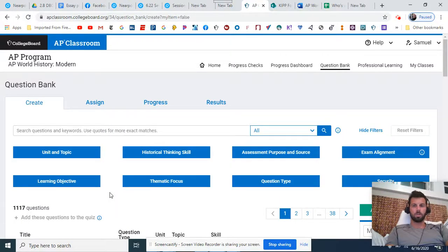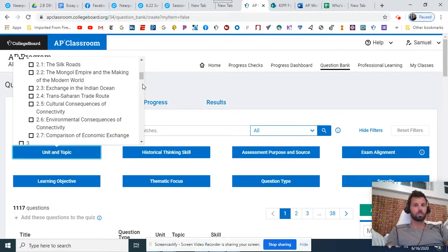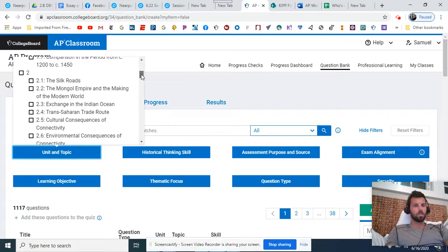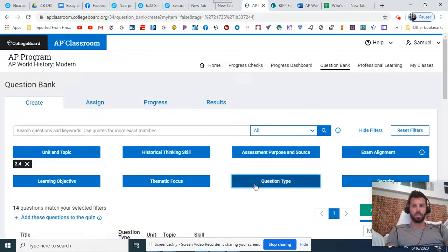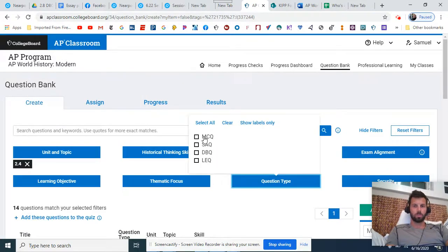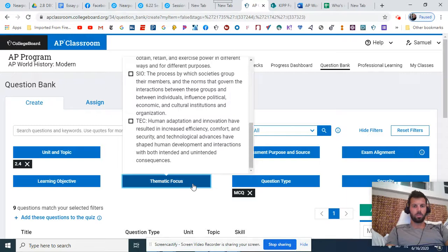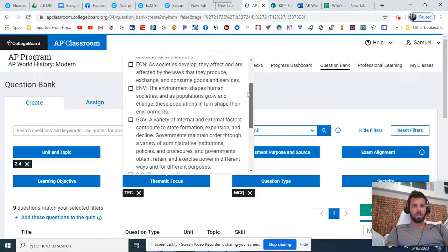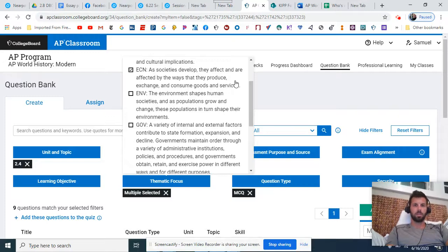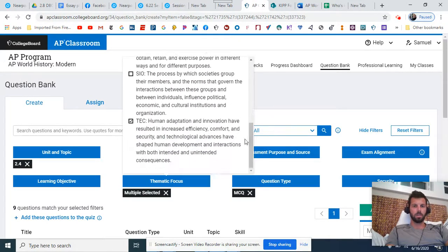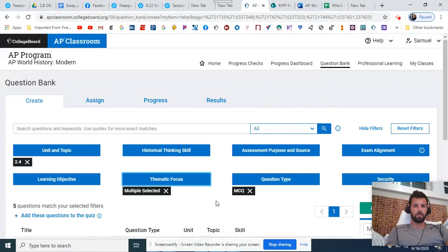Okay, so let's do some showing off of this AP Classroom question bank. Let's imagine that I want a multiple choice question from Unit 2, Networks of Exchange in the yellow period. So I'm going to hang out in the Trans-Saharan trade route, and I want a multiple choice question. And I want my thematic focus to be about technology and economics, those two letters of SPICE T. And let's see if it turns anything up for me.